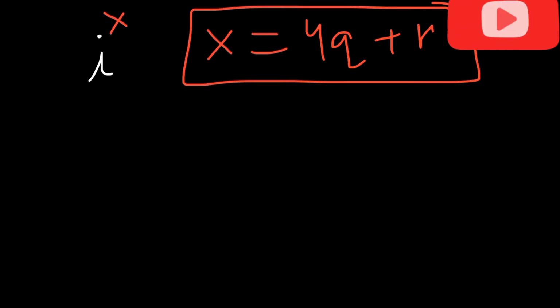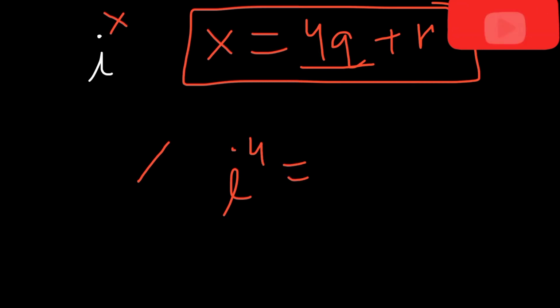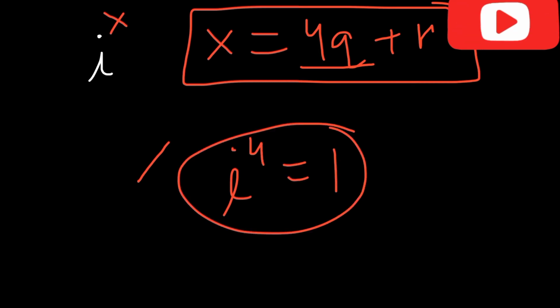Now why am I converting this? Because I know that iota raised to the power 4 is 1. So after that I have to just multiply iota again, that is r. Now let us clearly understand what I am saying with the help of one example.